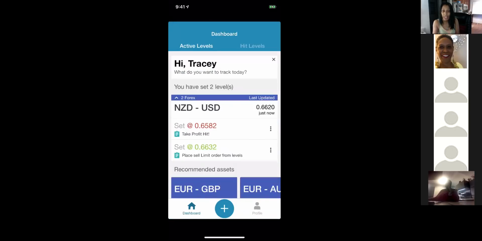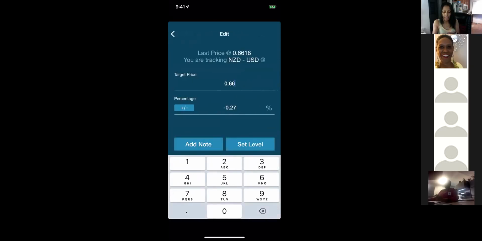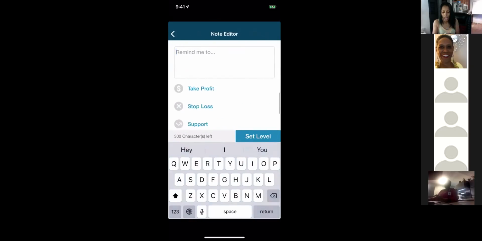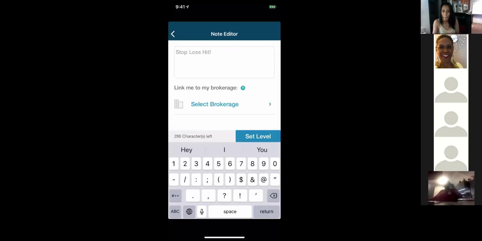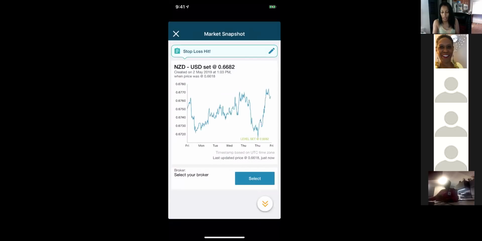Then I'm going to create another. I'm just going to tap on those three dots, press and hold on the three dots. I'm going to create another. Now I'm going to put in the stop loss number, so the stop loss price is 66820. I'm going to add a note, and I'm going to put stop loss hit. I'm going to hit set level, and now we're done.